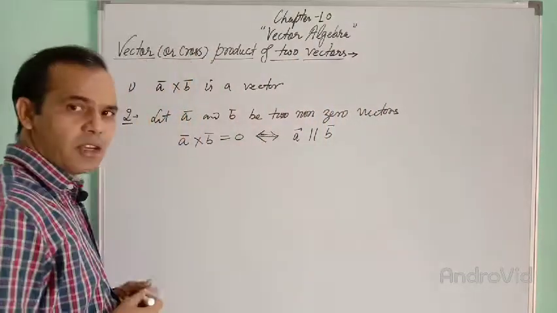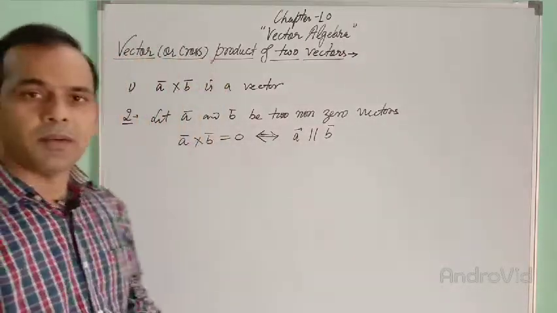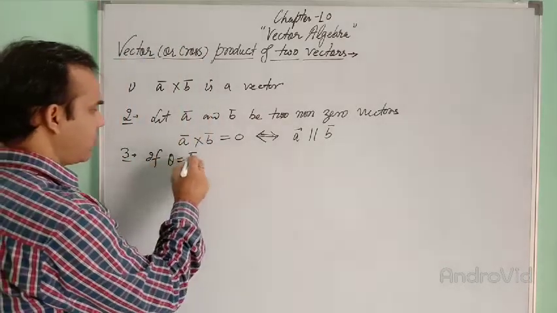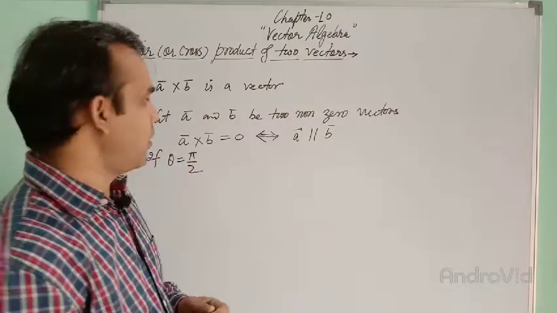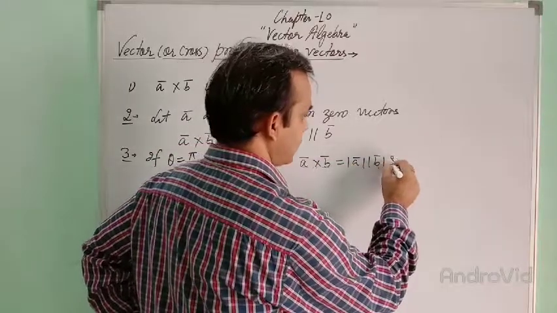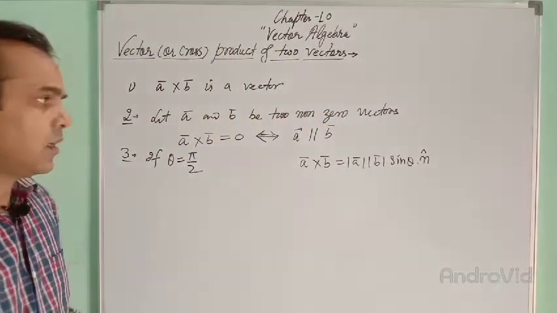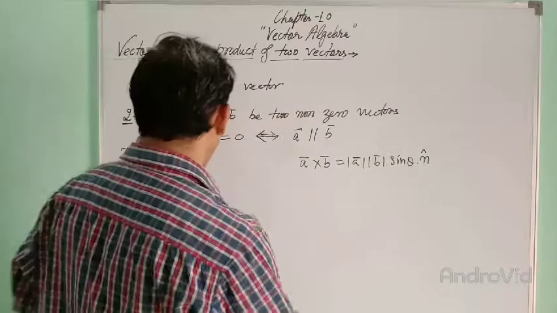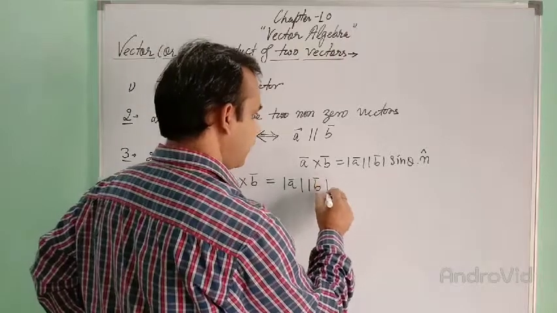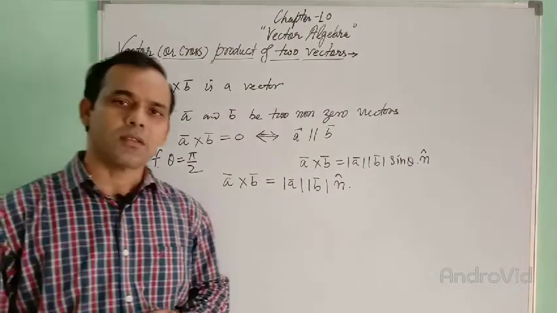It is the symbol of if and only if. If this holds, then it will be true, and if it holds, then it will be true. Now the third point, if theta is pi by 2, we know that A cross B is A B sin theta n cap. Place theta equal to pi by 2, that means sin theta is 1. So here we will have A cross B equal to A B n cap. So this will be the value of A cross B.